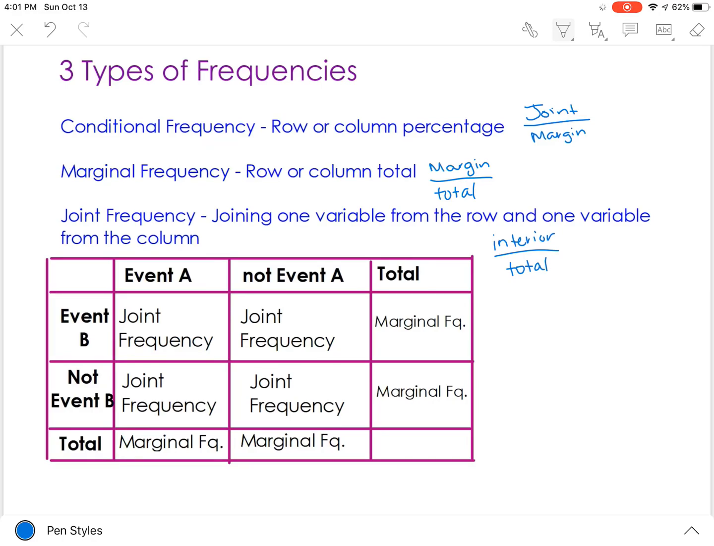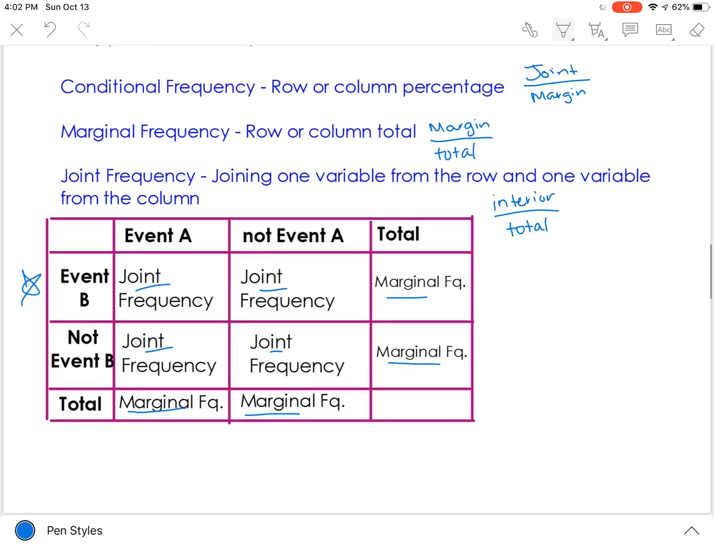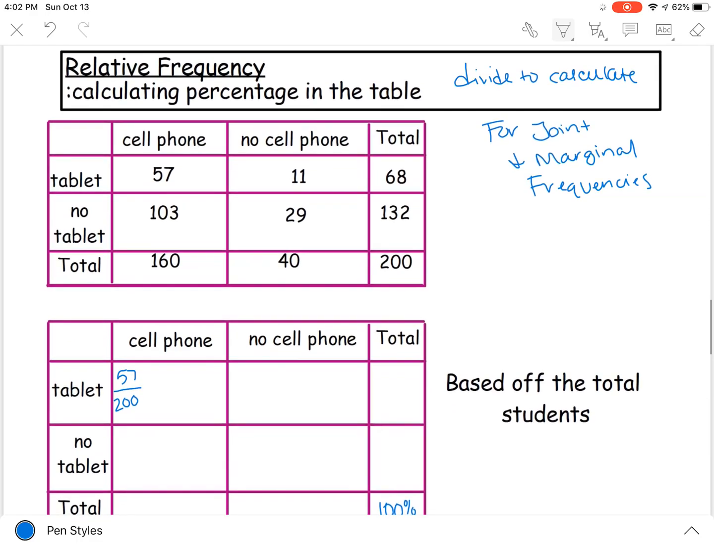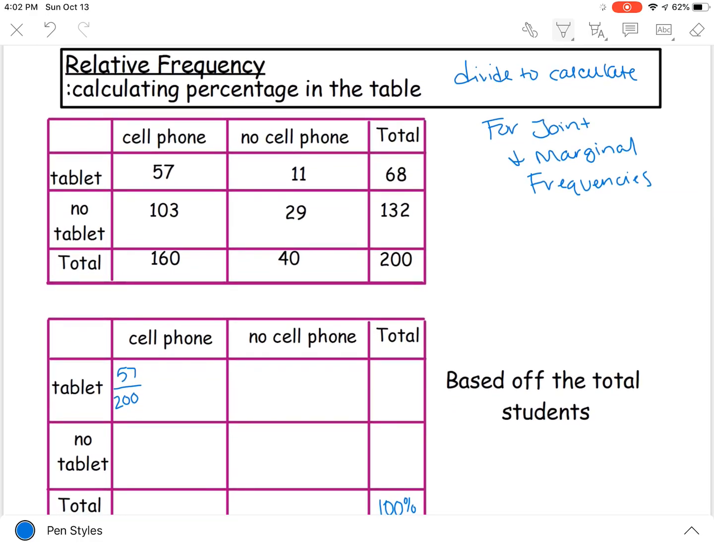So here's an example of a two-way frequency table. Your joint frequencies are those middle frequencies, and your marginal frequencies are your row and column totals. To find these frequencies, we're really going to be finding percentages. So let's practice this. A relative frequency is calculating the percentage in the table, and in order to calculate a percentage, we divide.